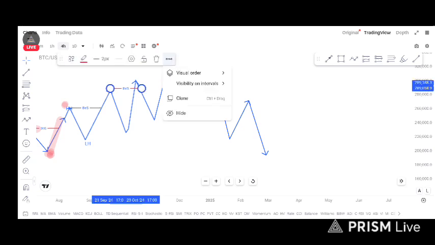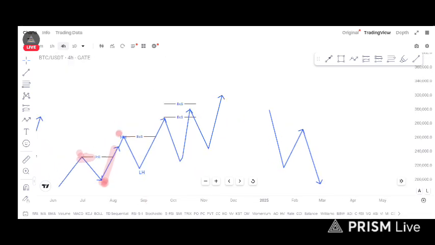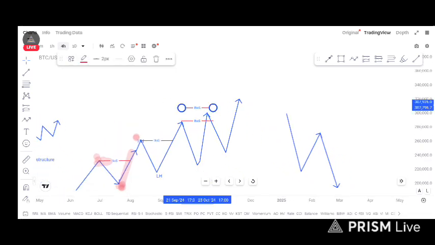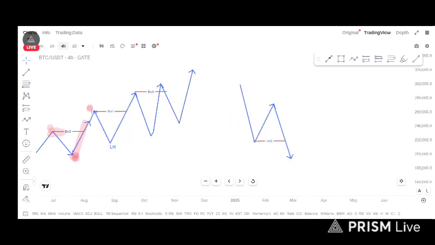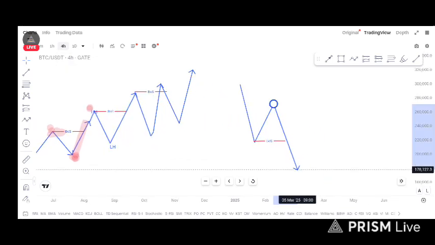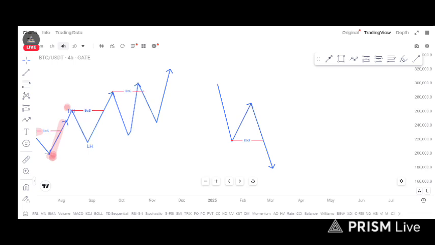That means market is likely going to the downside. Market took out this low, gave us a break of what? Structure. We now say, okay, market has broken a low. That means we are in a downtrend.